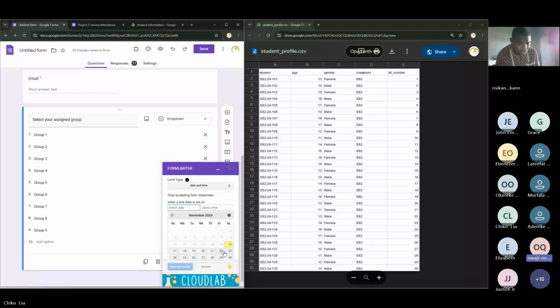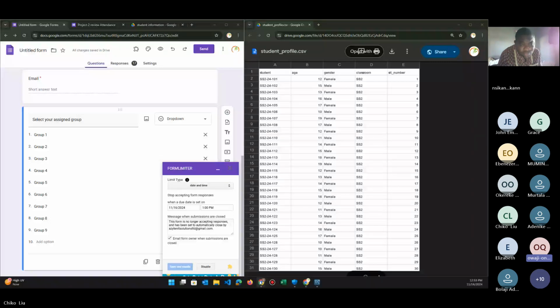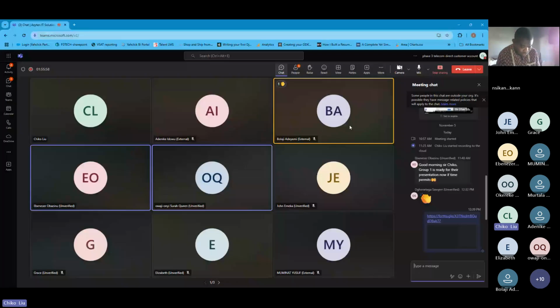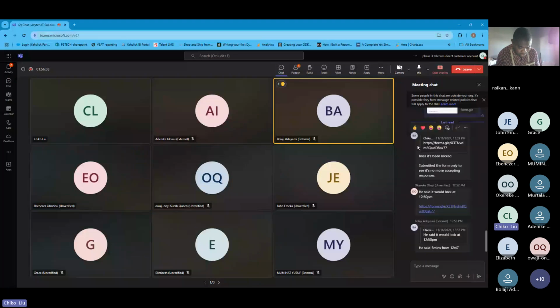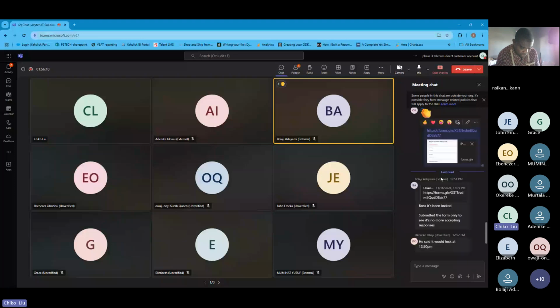Where did you drop the link? Because I can't find the link. It's on the chat. It's on this particular chat. I'm trying to log in and they're asking me for an ID. I don't know if it's from my end or not. Somebody, please don't make any comments. Let me copy and paste it back there. Check the chat. Mr. Bolaji, you can refresh and try it again.